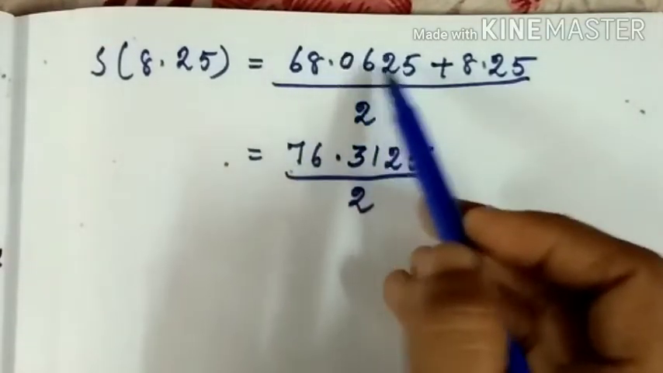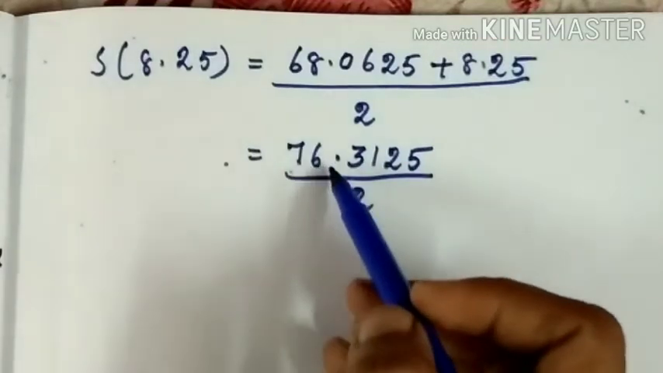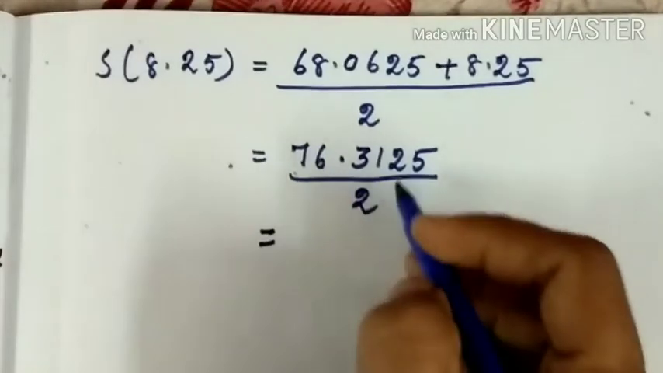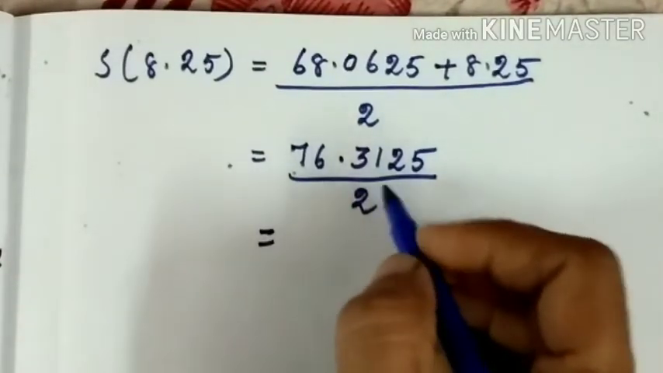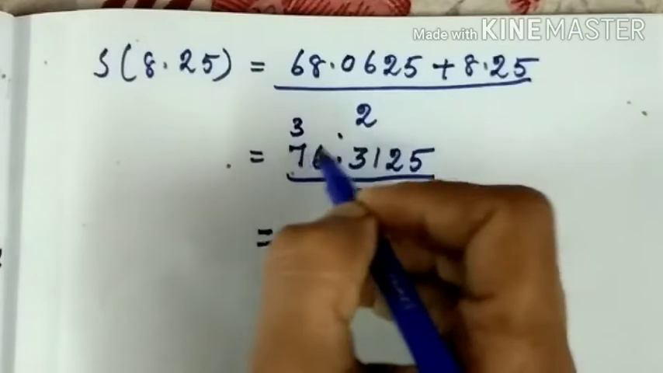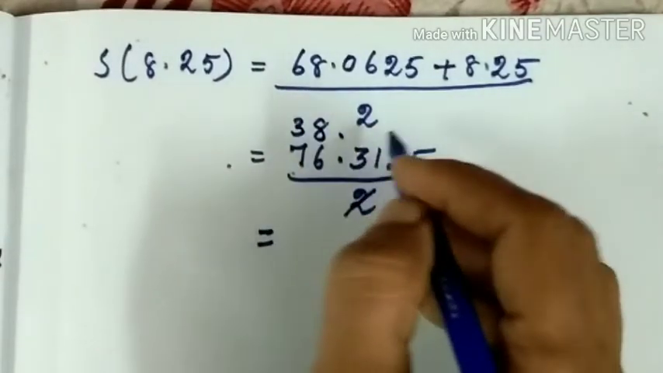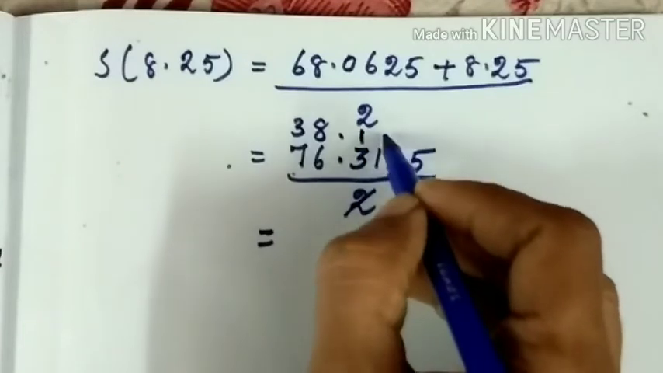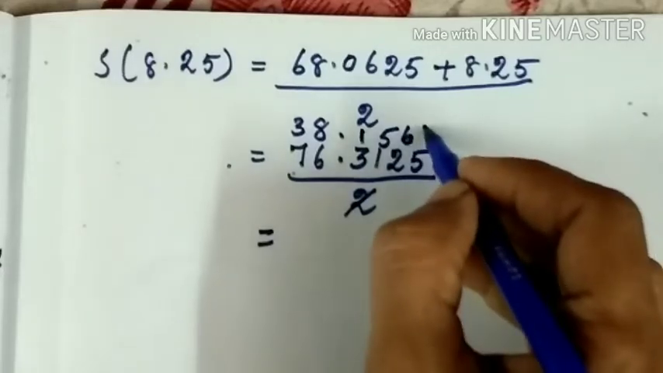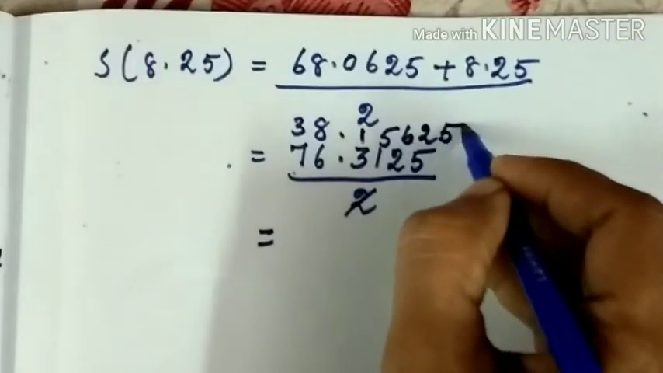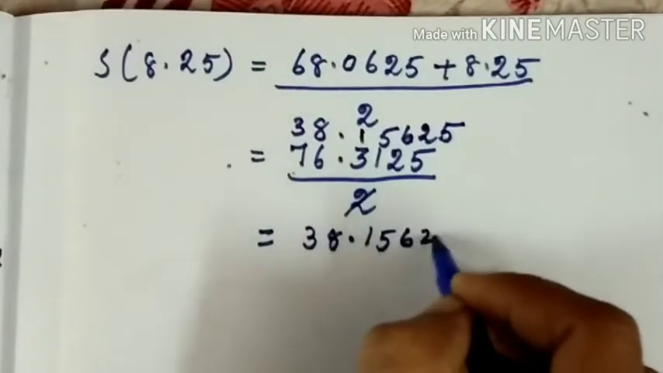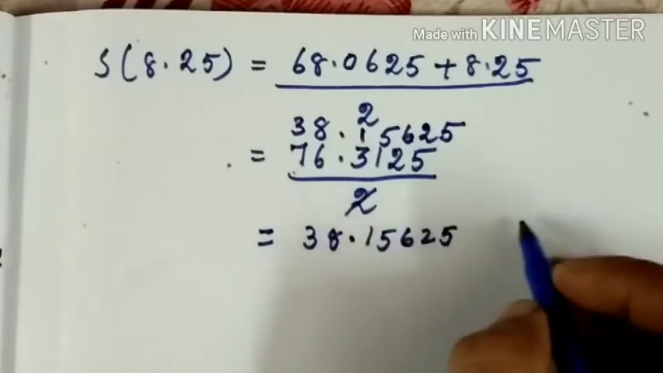Now we add this, we get 76.3125 divided by 2. Then divide by 2: 3 2s are 6, remainder 1, 8 2s are 16, 1 2 is 2, remainder 1, 5 2s are 10, remainder 1, 6 2s are 12, then 2 2s are 4, remainder 1, 5 2s are 10. Therefore, the answer is 38.15625 kilometers.